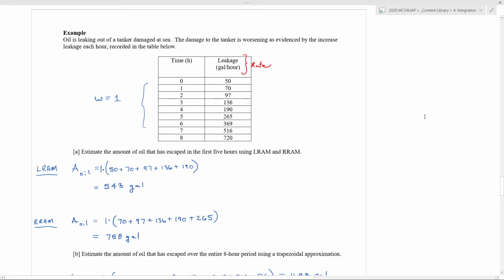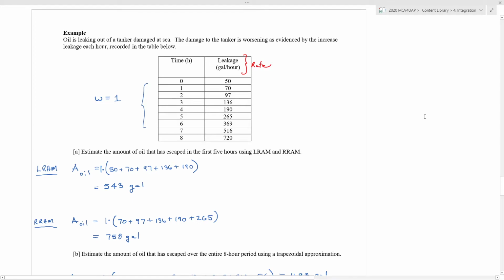So the width of each rectangle is just 1, and if I'm using LRAM, it's 50 plus 70 plus 97 plus 136 plus 190, and that would be 543 gallons. Everybody concur with that? Maybe. That's good. And then RRAM is the same thing.